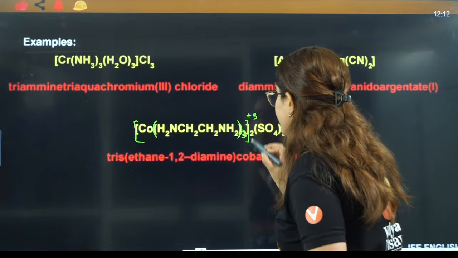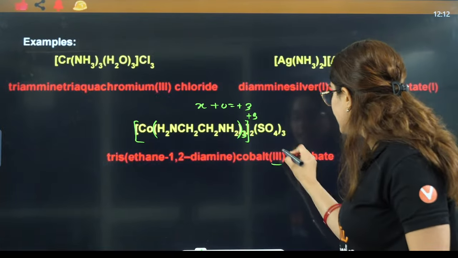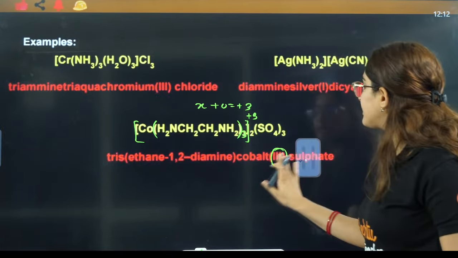Then I'll write cobalt. And what is the oxidation state? X plus 0 is equals to +3, because ethylene diamine is a neutral ligand. So this is 3. Then this counter ion is sulfate. Okay. What about this one?